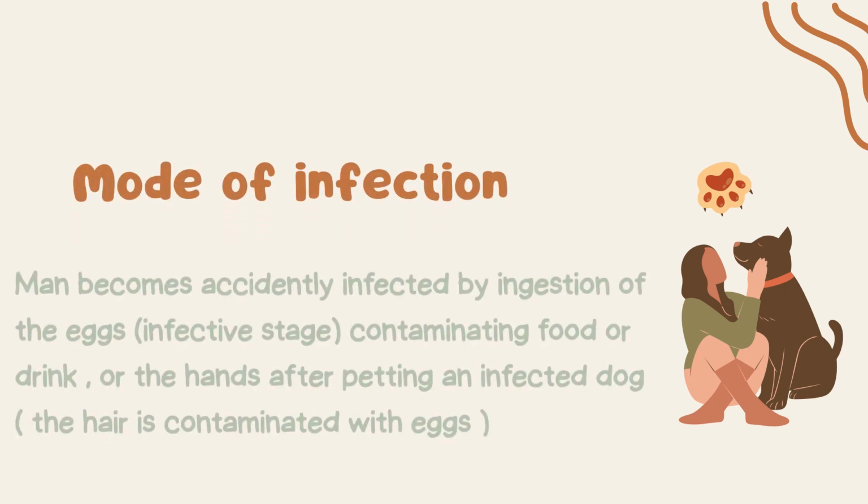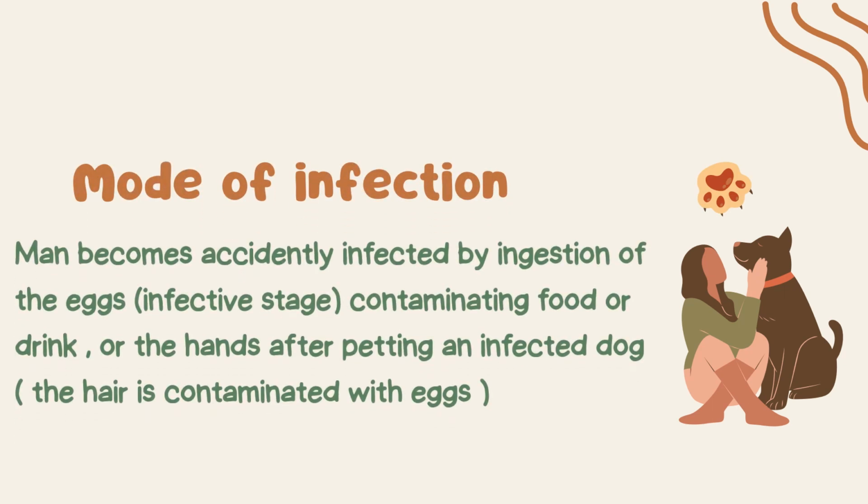Mode of infection. Man becomes accidentally infected by ingestion of the eggs, the infective stage, contaminating food or drink, or the hands after petting an infected dog, where the hair is contaminated with eggs.